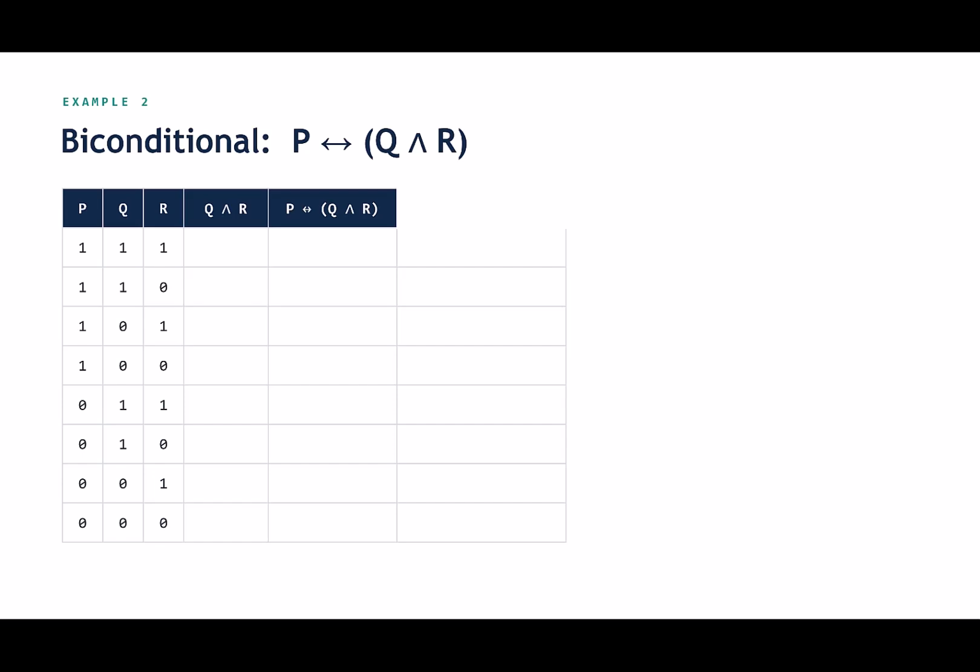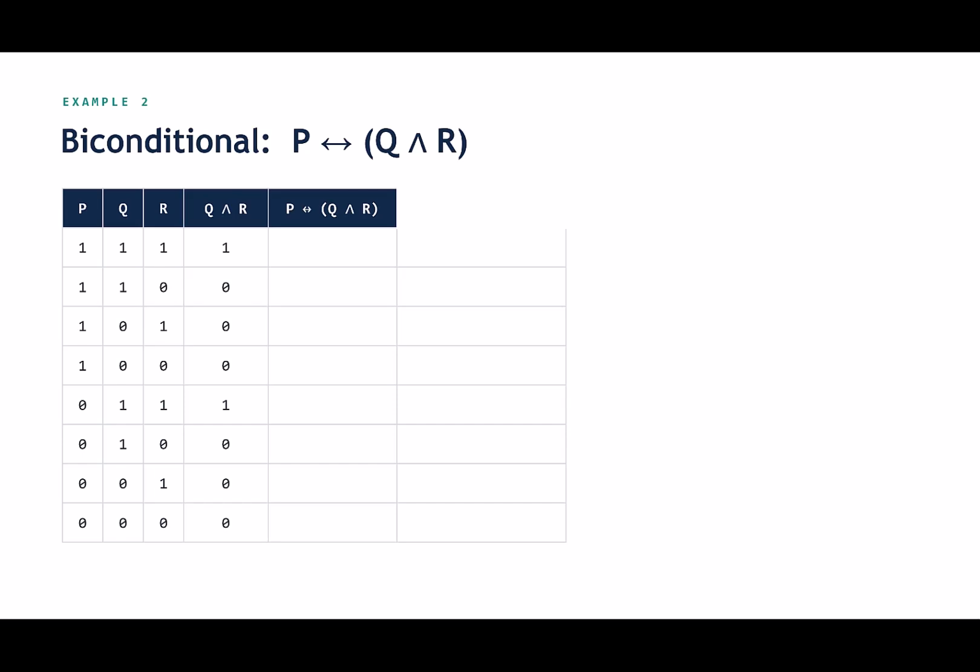We want to put Q and R together. We're using the connective AND. AND says both things have to be true in order for the connection to be true. We'll start with 1 and 1 is 1. 1 and 0 is 0. 0 and 1 is 0. 0 and 0 is 0. Then 1 and 1 is 1. 1 and 0 is 0. 0 and 1 is 0. And then 0 and 0 is 0.